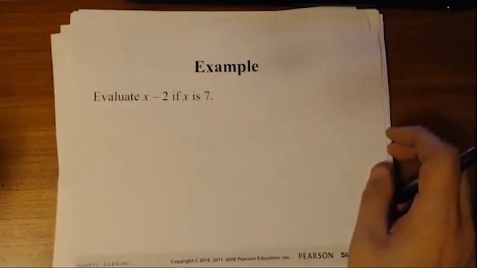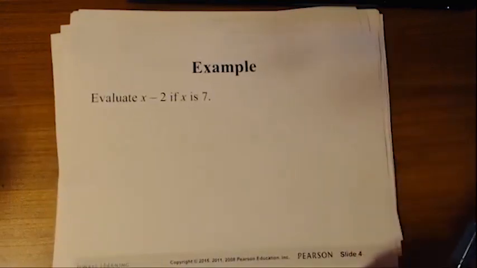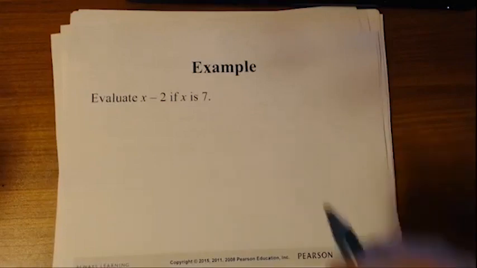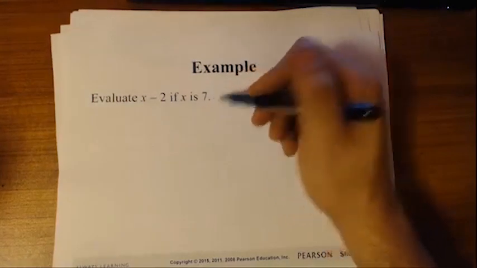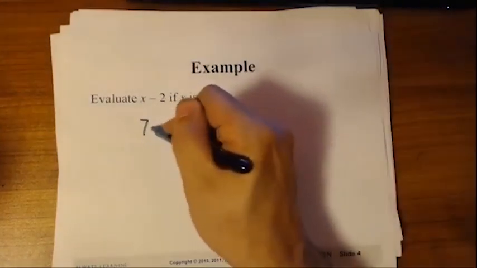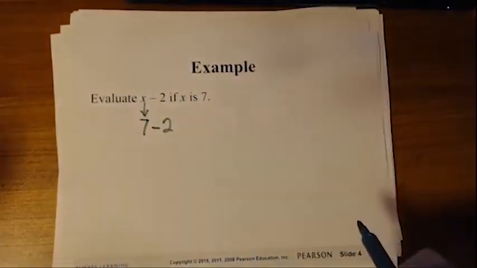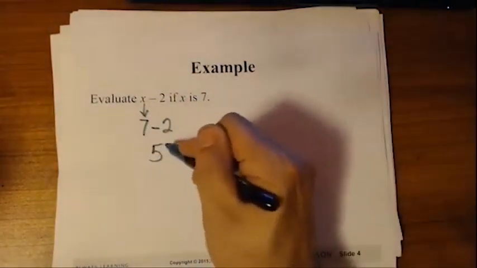So let's evaluate x minus 2 if x is 7. Plug it in, plug it in. X is 7. Then instead of x minus 2, we have 7 minus 2. And 7 minus 2 is 5.